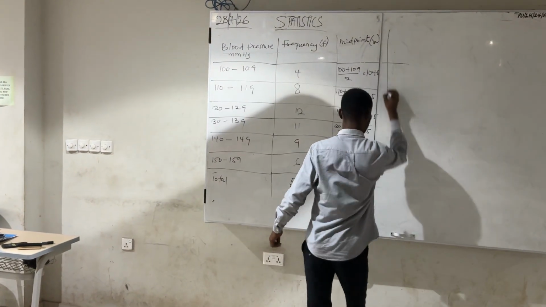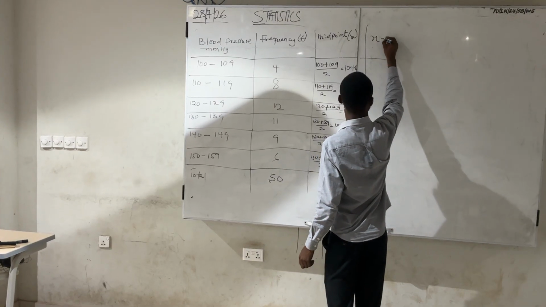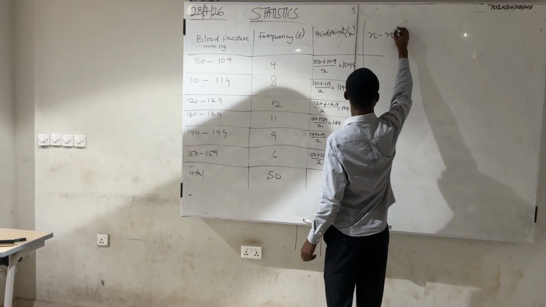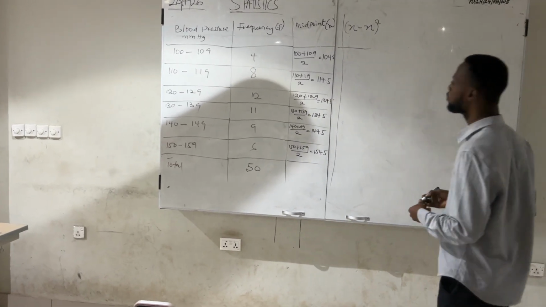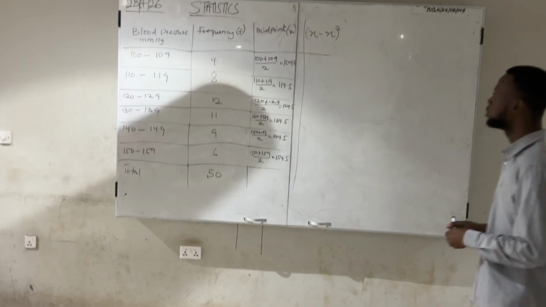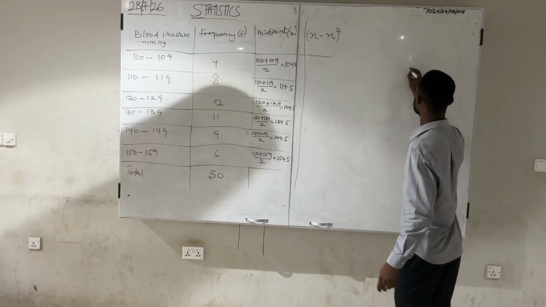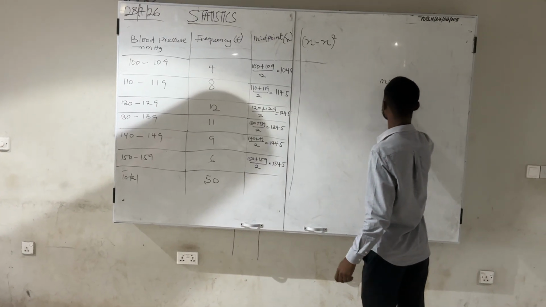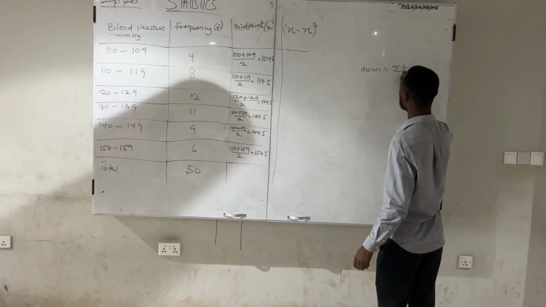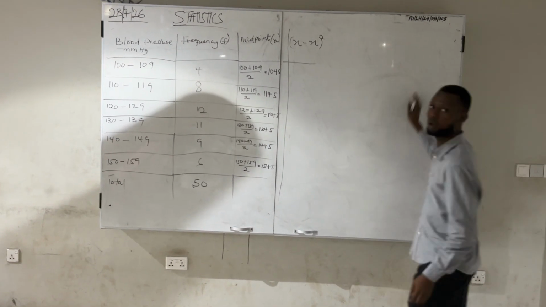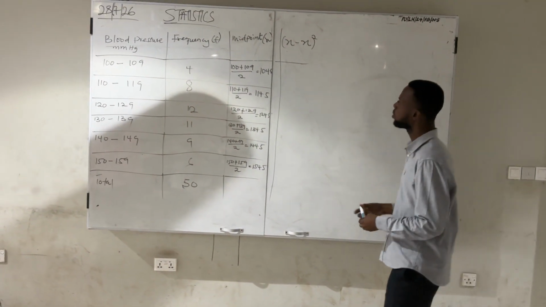The deviation is x minus the mean, all squared. Good. So therefore, we have to find the mean. In finding the mean, we go to sigma f. I was thinking you create another column also for fx, f of x. Okay.